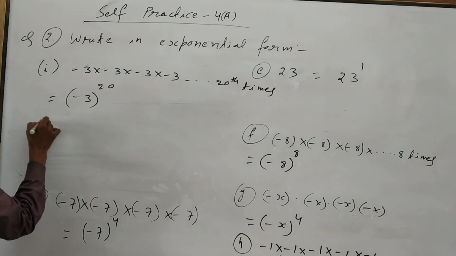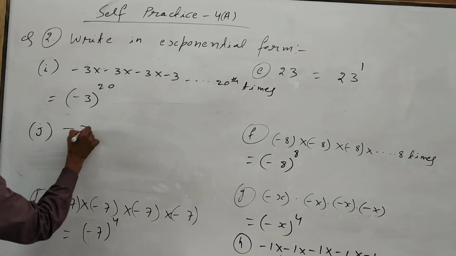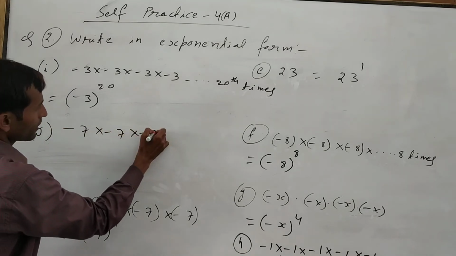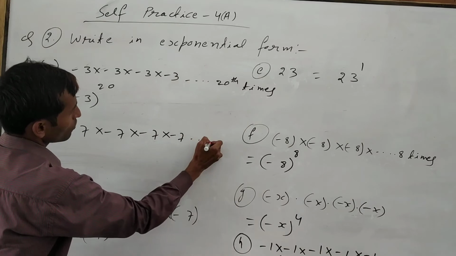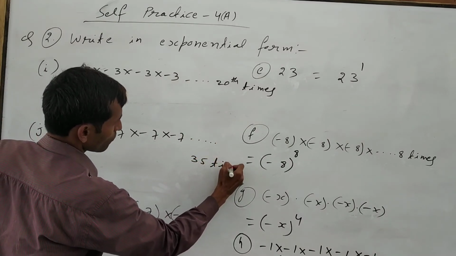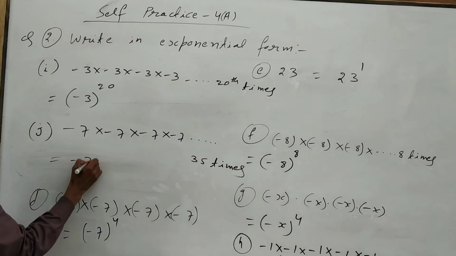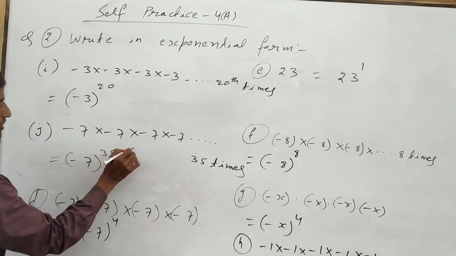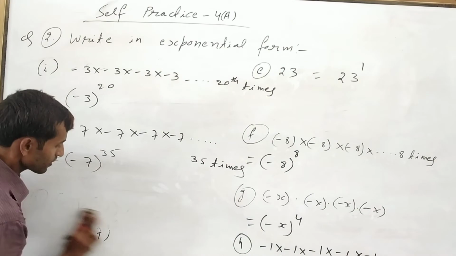Next one, minus 7 into minus 7 into minus 7 into minus 7, up to 35 times. So we have to put here minus 7 to the whole power 35. Like that you have to convert into power.